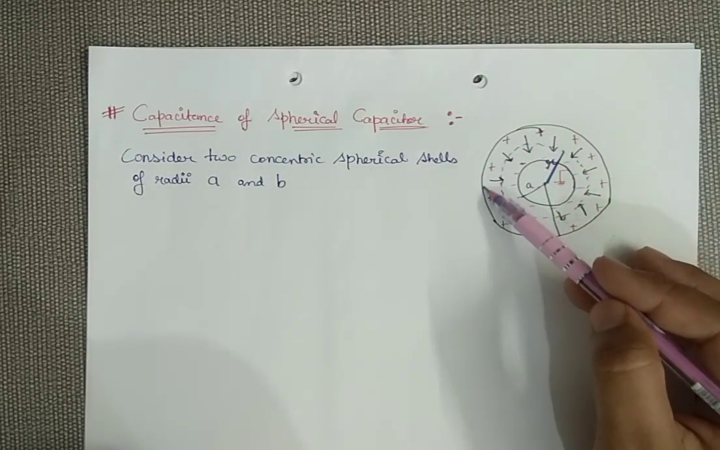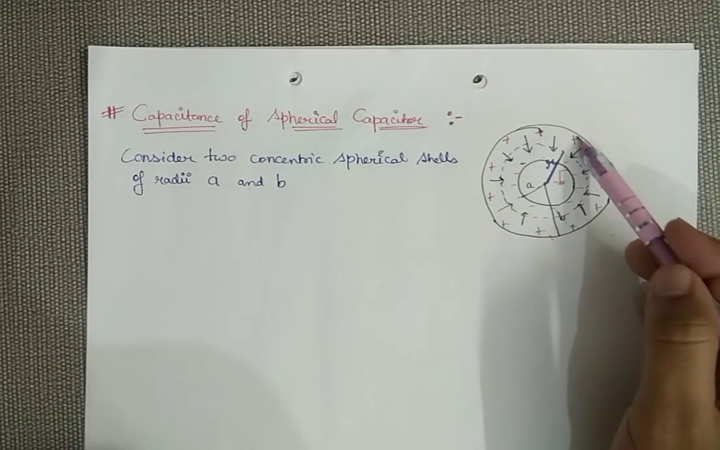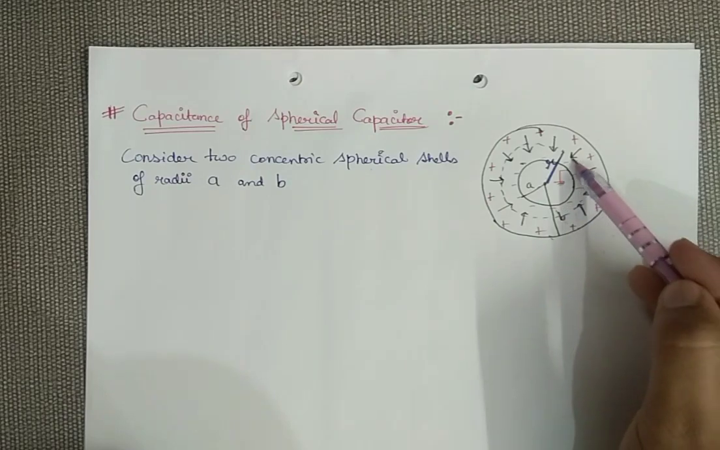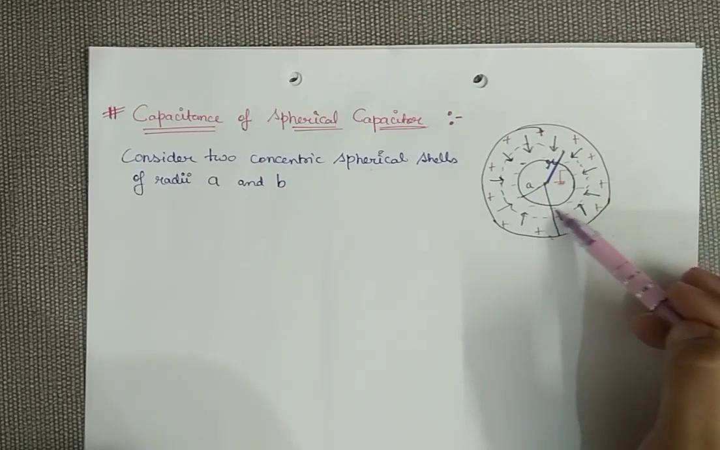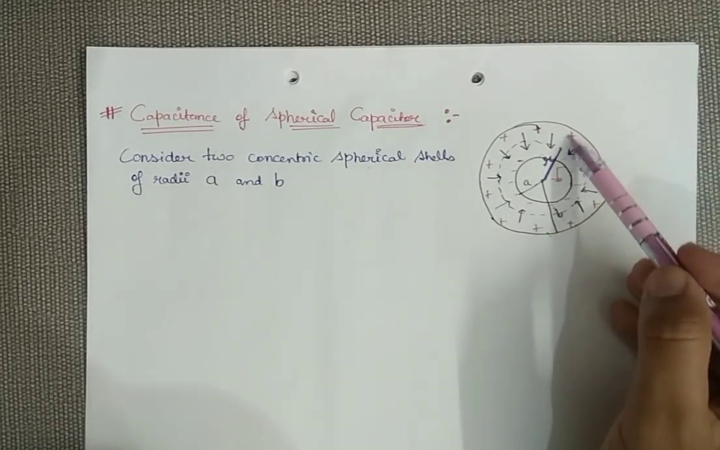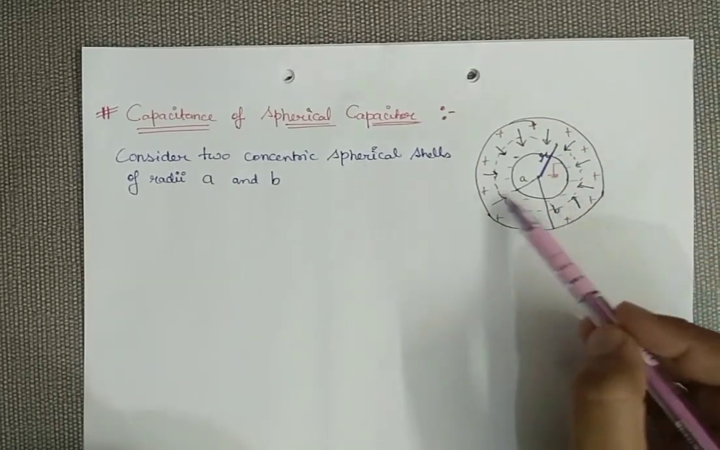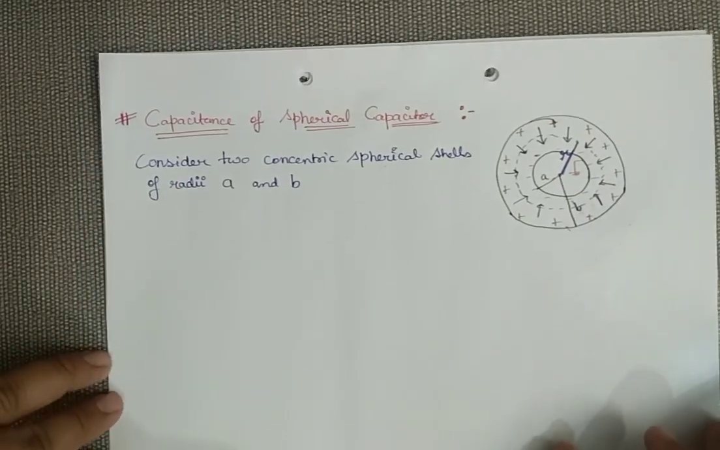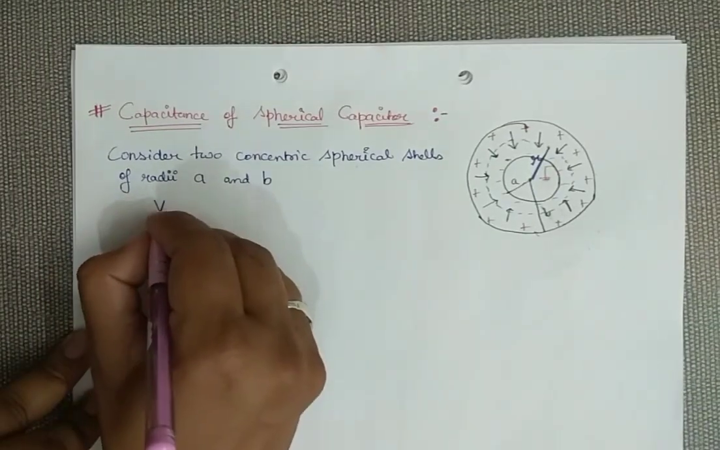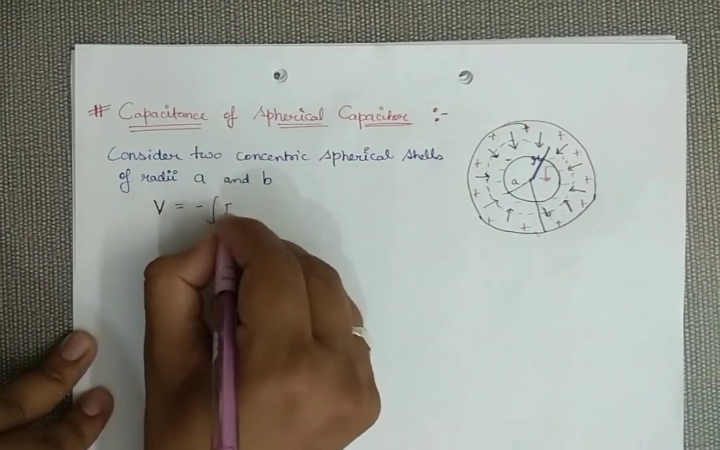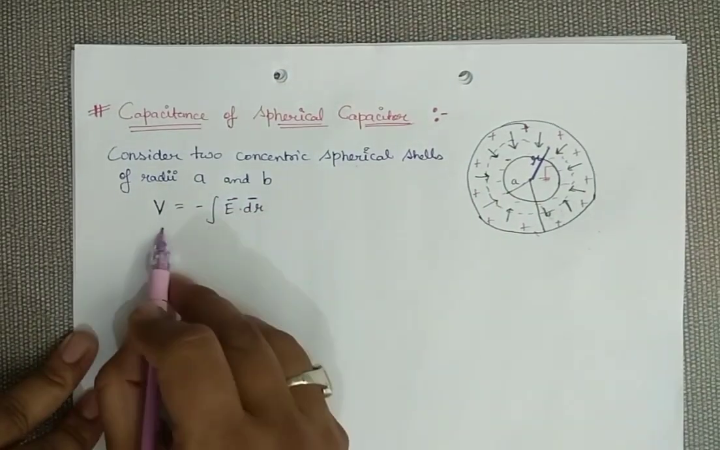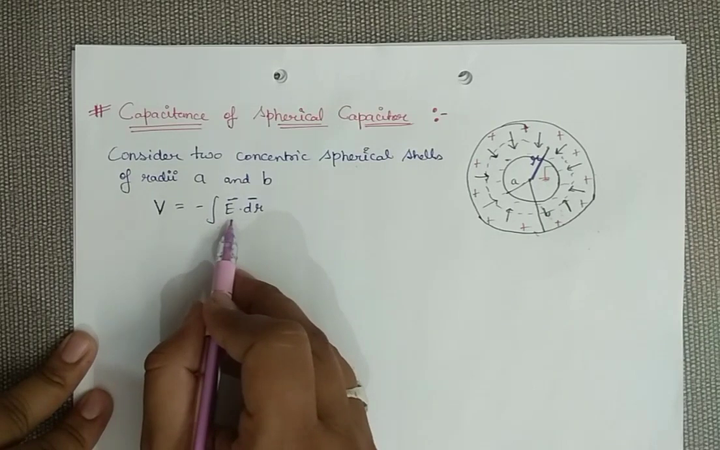This large sphere is given a positive charge. See, here it is the positive charge, and because of this positive charge, the small sphere induces a negative charge. This is the negative charge on the small sphere, and the other side is earthed. So the electric field travels from positive to negative. Let's find out. First of all, we have to find the potential. Since potential is given as minus integration of E dot dr, if you remember the potential and electric field relation, V equals minus integration of E dot dr.